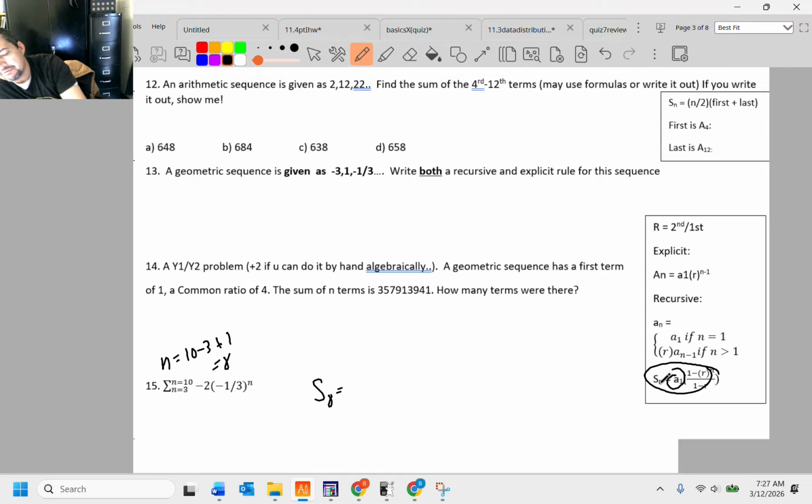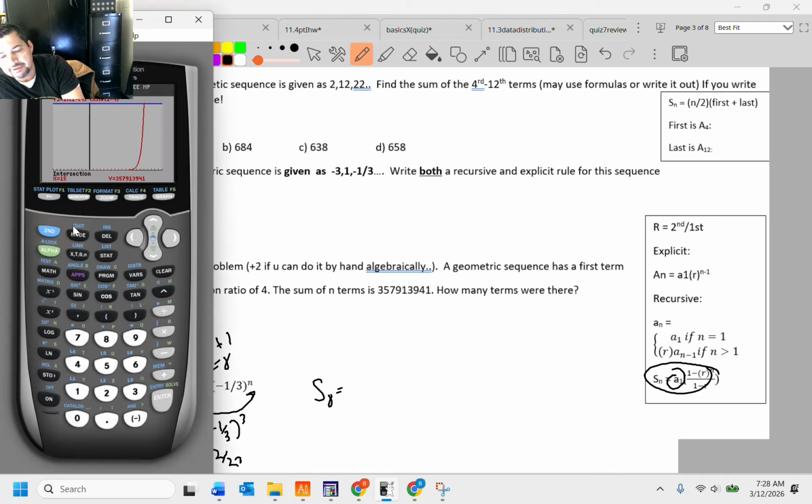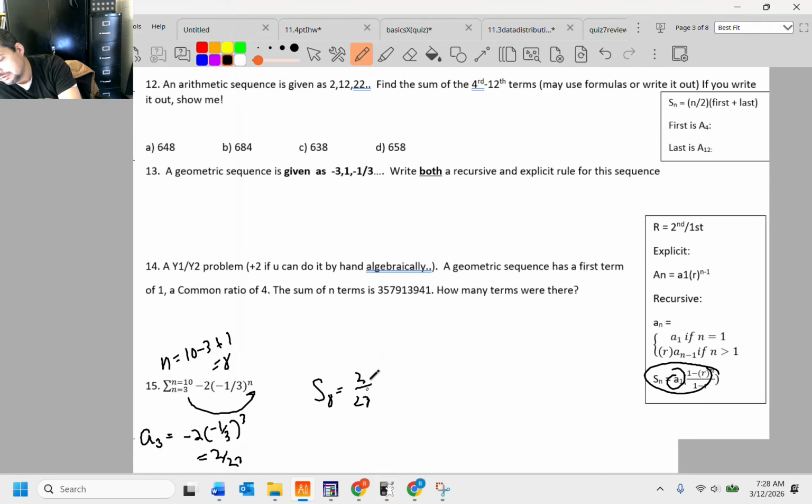Now, it talks about the first thing, and the first thing happens when you plug in a 3. So you actually need a sub 3. It's -2 times -1/3 cubed, which is, what, 2/27? Seems legit. Oh, wow, Milbrath did some math. Okay, let's check my math. Let's hit math, enter, enter. 2/27. See? Told you so.